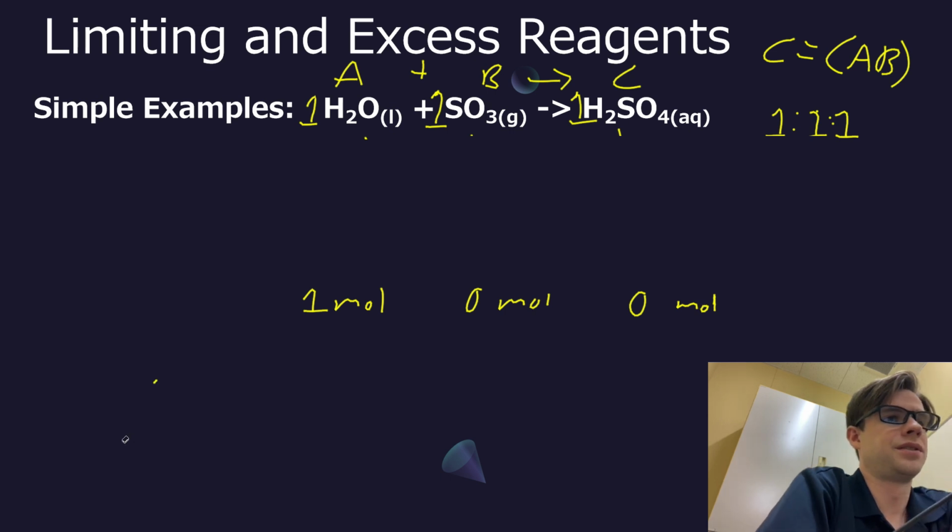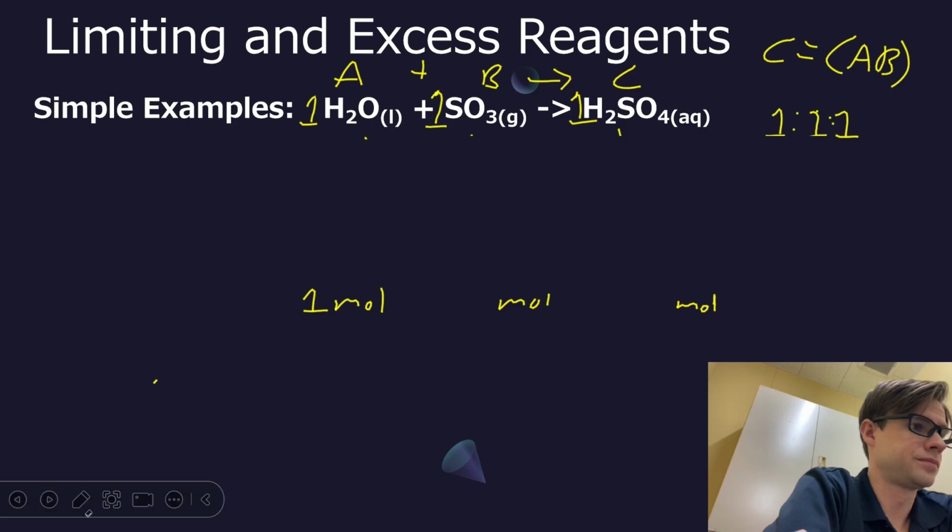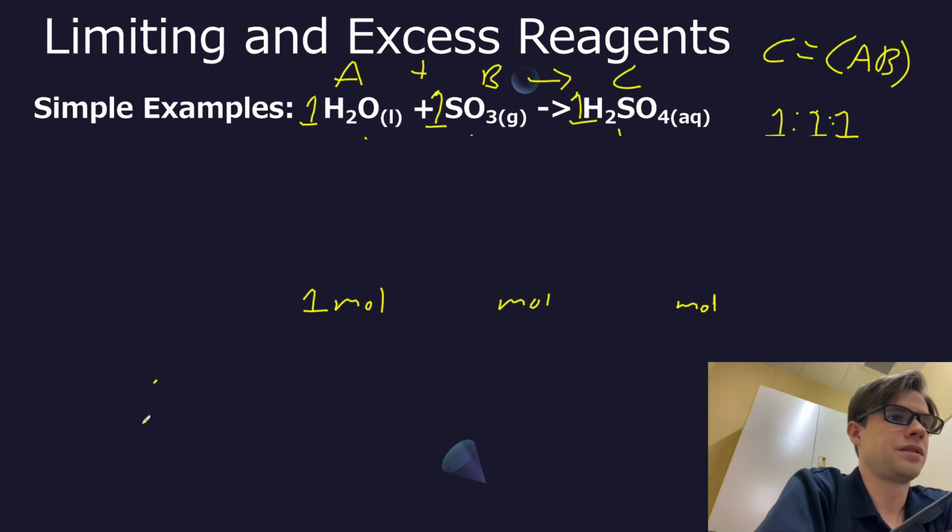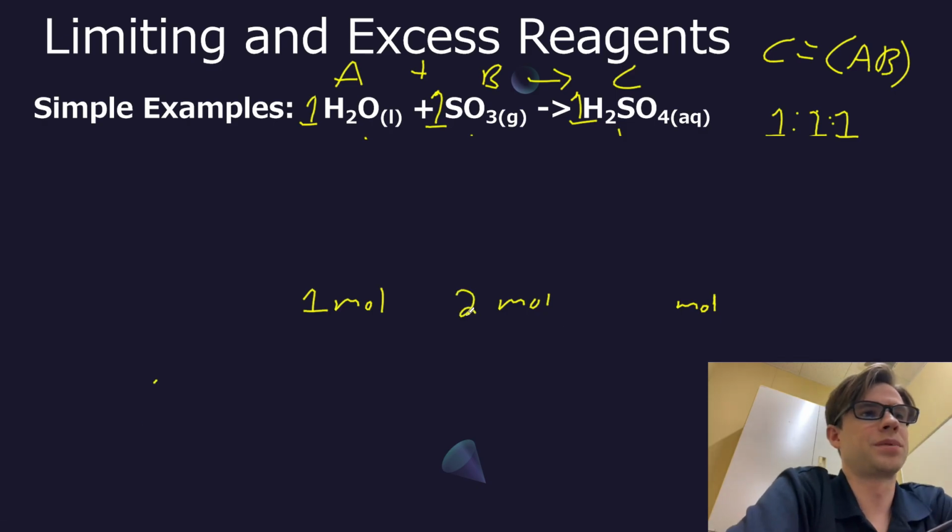Let's consider a different situation. What if we had 2 moles of SO3? Now what's going to happen? Well, our balanced chemical equation tells us that 1 plus 1 goes to 1. So our H2O is going to limit the amount of products we can make here because it's much less.